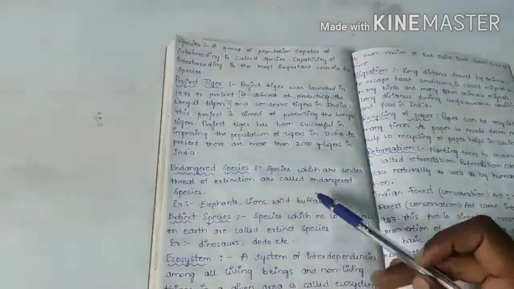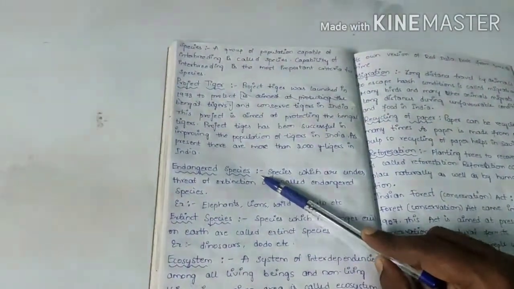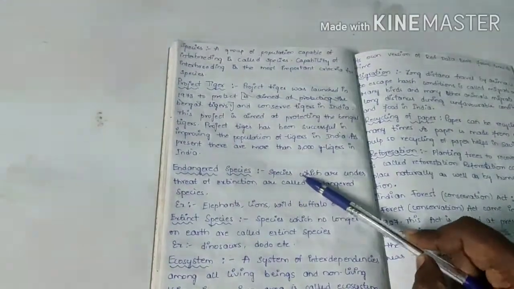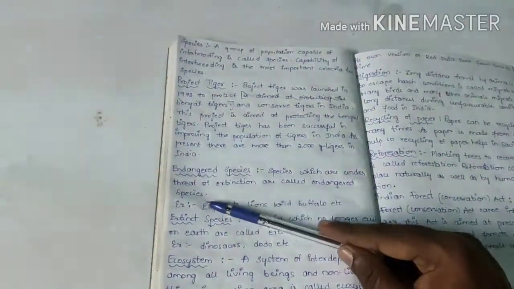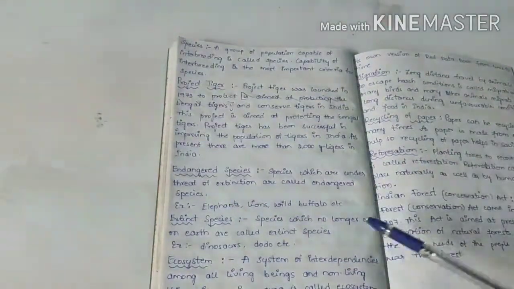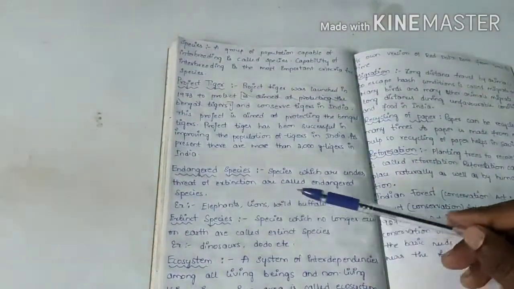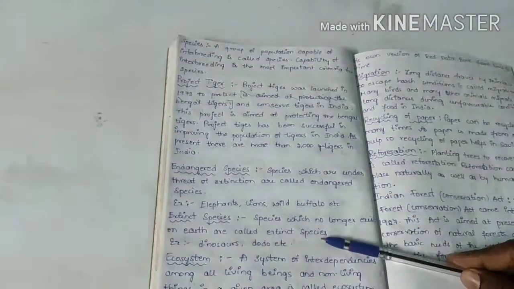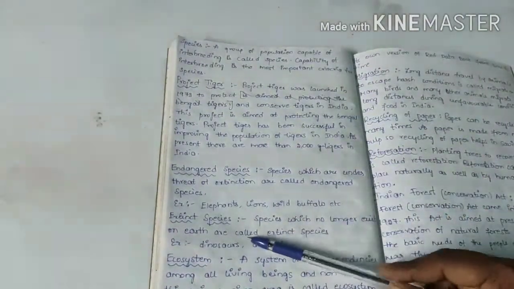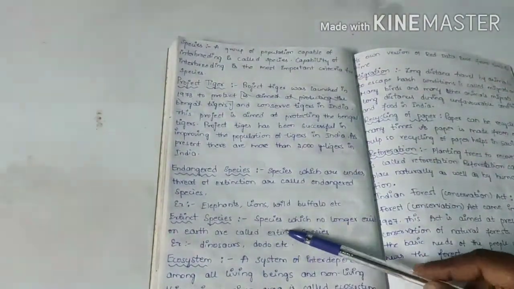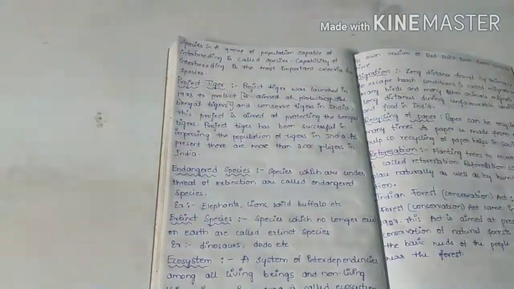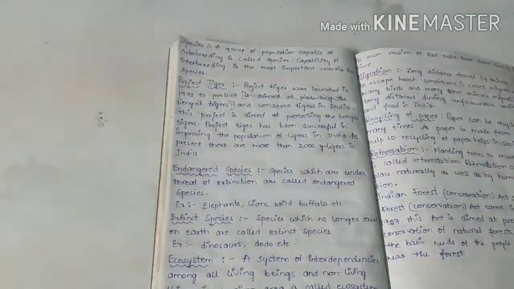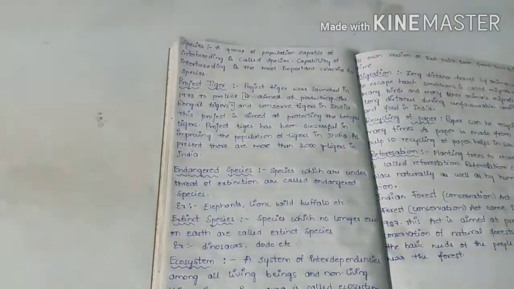Endangered species. Next term is endangered species. Species which are under threat of extinction are called endangered species. Examples are elephants, lions, wild buffalo, etc. Extinct species. Species which no longer exist on earth are called extinct species. Examples are dinosaurs, dodo, etc.